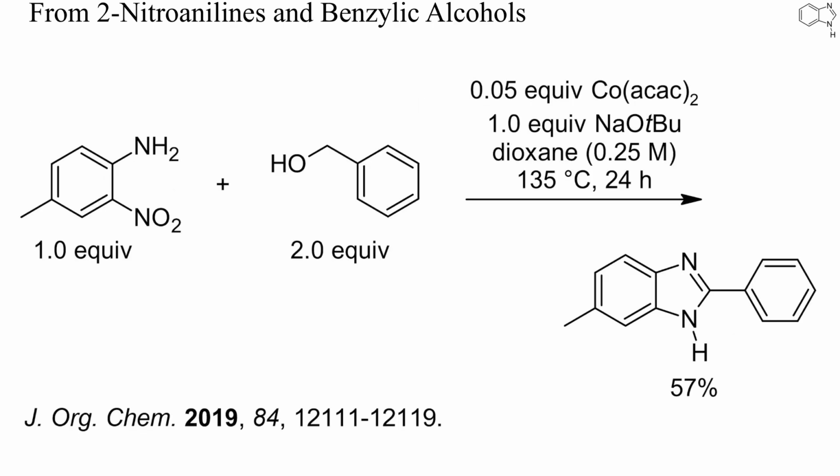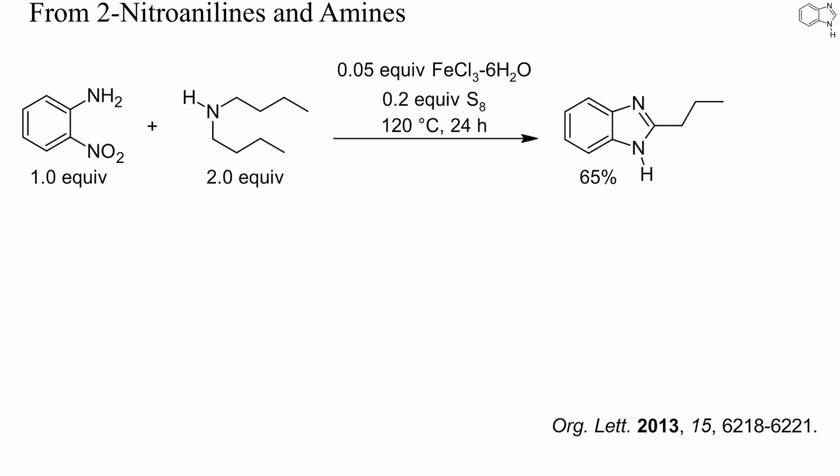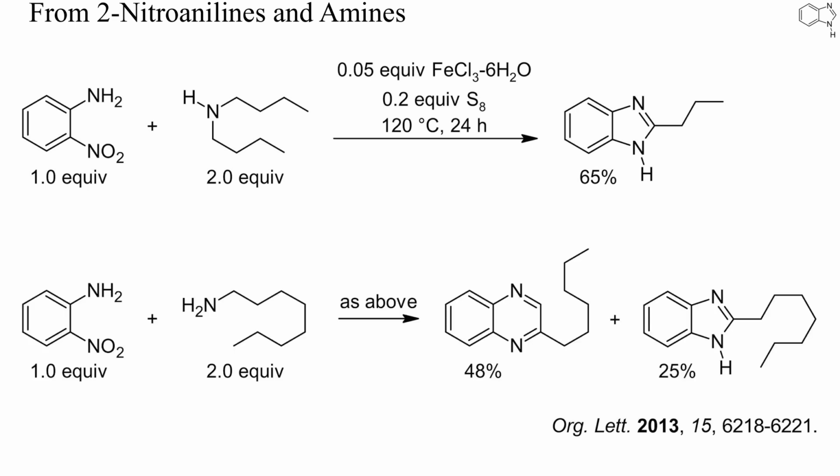Benzylic alcohols are readily oxidized to benzaldehydes, in particular under alkaline conditions. Here, benzaldehyde was generated from benzyl alcohol and then condensed with a substituted 2-nitroaniline. Similarly, amines can be oxidized to imines, which can act as synthetic equivalents of aldehydes. In this example, treatment of 2-nitroaniline with an excess of dibutylamine and catalytic iron trichloride and sulfur yielded 2-propylbenzimidazole. With primary amines, however, this procedure gave a mixture of a pyrazine and a benzimidazole.